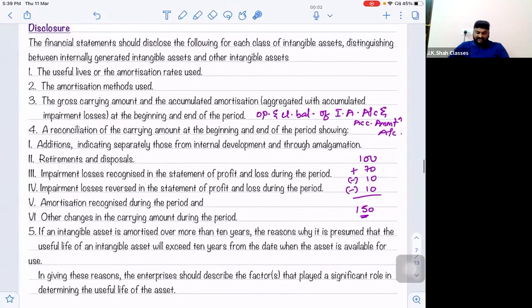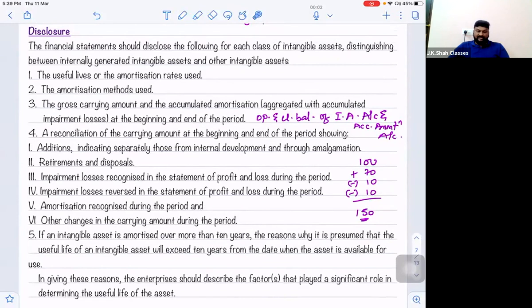So these are basically the disclosure requirements with respect to AS 26. And you can expect a full-fledged direct 5-mark question out of this, like: what are the disclosure requirements of AS 26 for 5 marks? And I think the majority of the points are from AS 10 itself.